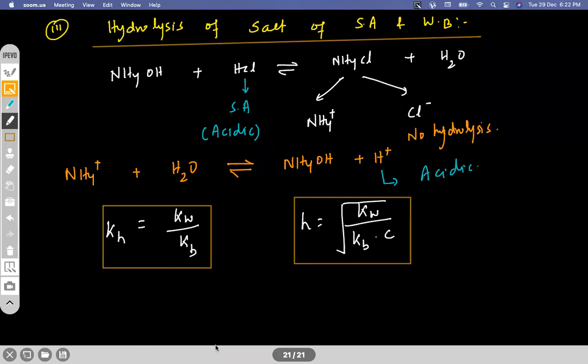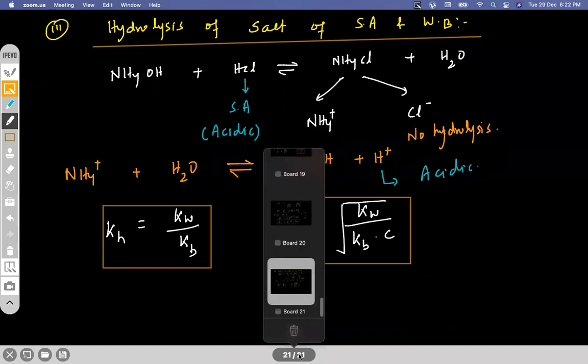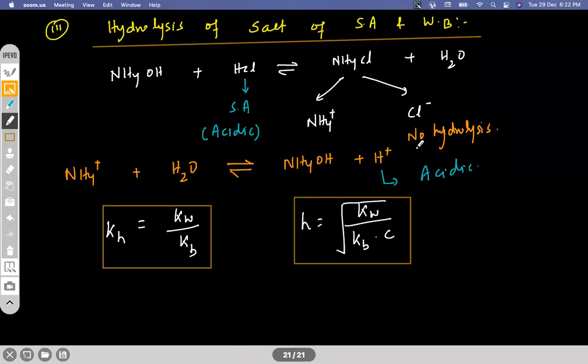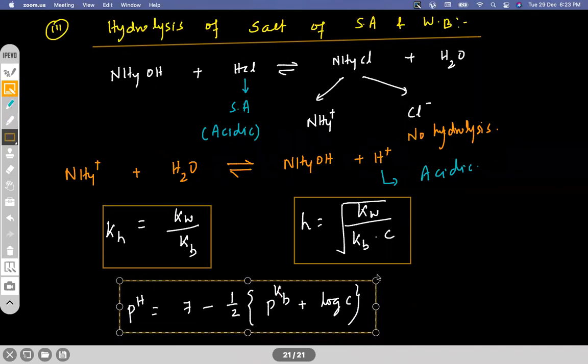pH would be, since it is acidic here, let me show you the previous one. In the previous pH formula, since the acid was weak, we got the weak component Ka. Now the base is weak and the solution is acidic. For an acidic solution, pH is less than 7, so you write 7 minus, because it is acidic. Everything else is the same: half of pKb plus log C. This is the formula of pH. Similarly, pOH is 14 minus pH.